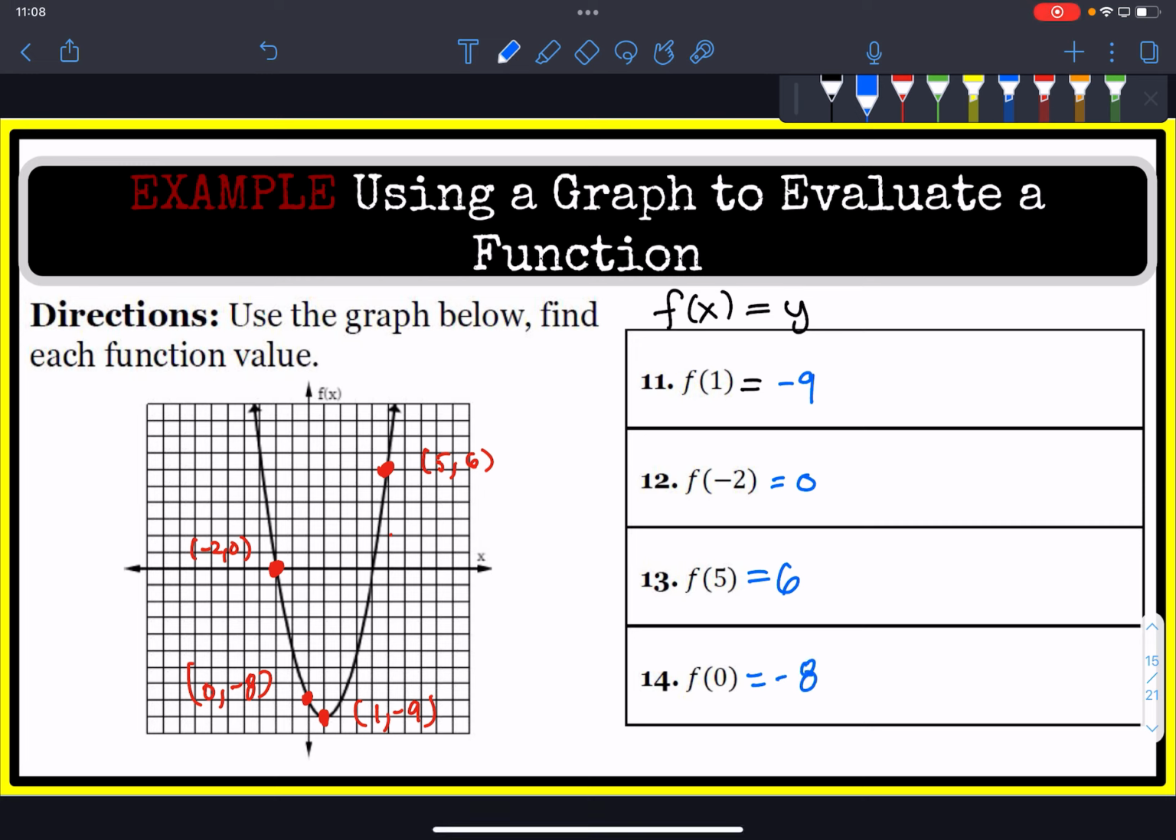So this is how you use a graph in order to evaluate and find the function value at those 4 respective places, at positive 1, negative 2, positive 5, and at 0. Simply looking for the y value on the graph at those x coordinates.